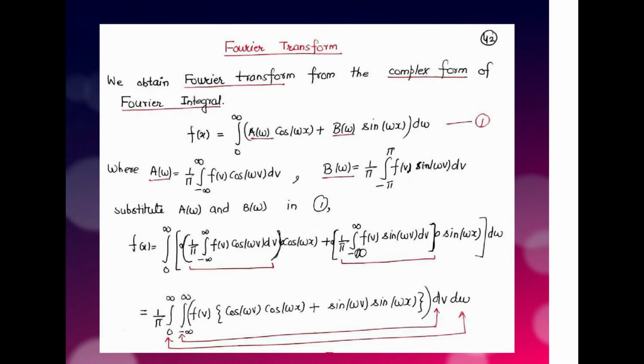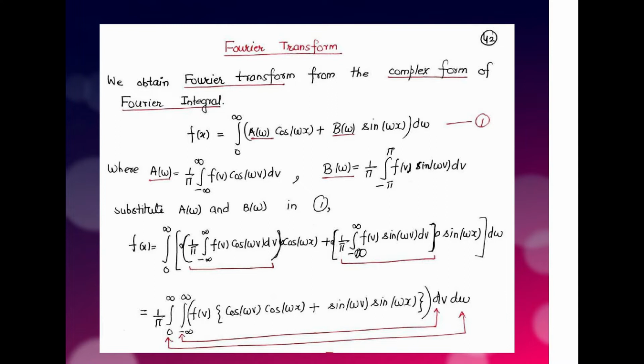f of x is equal to integration from 0 to infinity of a_w cos of wx plus b_w sin of wx dw, where a_w and b_w are defined below. Now in equation number 1, just substitute the values of a_w and b_w. We have the next expression. Now just rewrite this expression as a double integral. f of v will be common and we have cos wv cos wx plus sin wv sin wx.